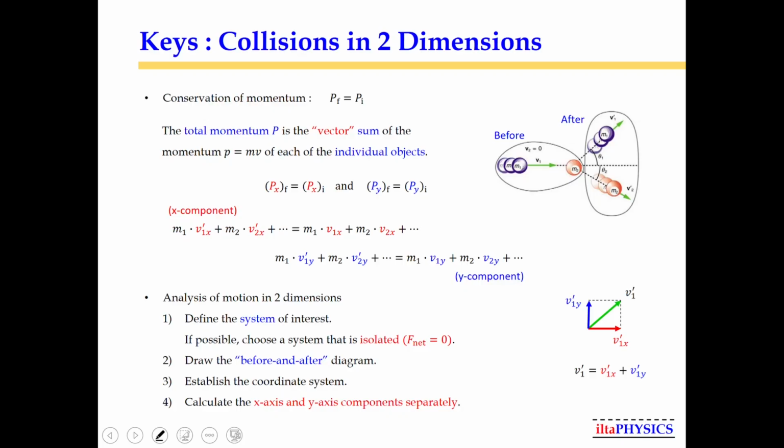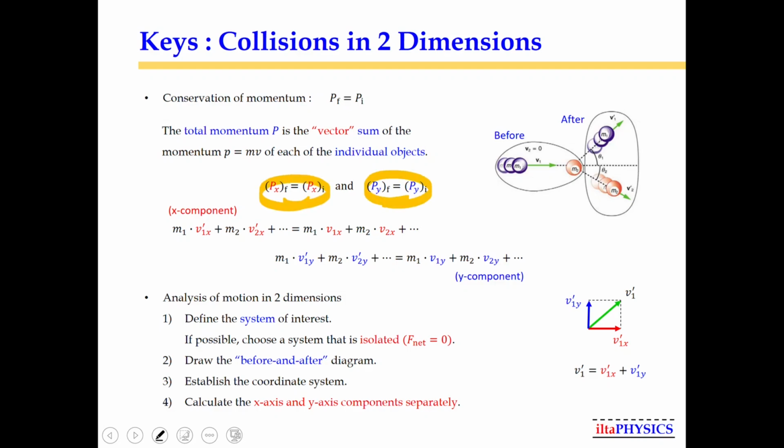However, how we calculate the total momentum in a 2D collision is a bit different. The total momentum is the sum of the momenta of each object, but it's not just a simple addition. It's calculated as a vector sum. I repeat, it is a vector sum, not just a regular sum. By vector sum, I mean we add the x components together and the y components together separately.